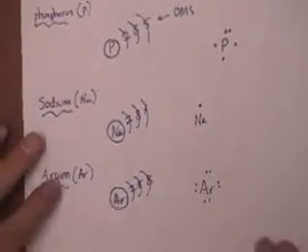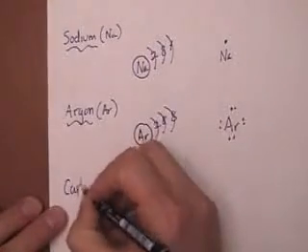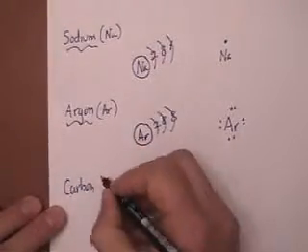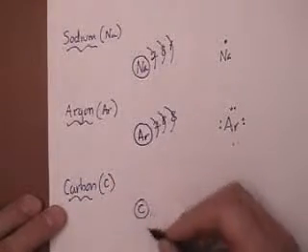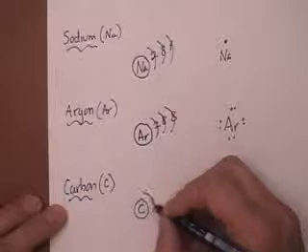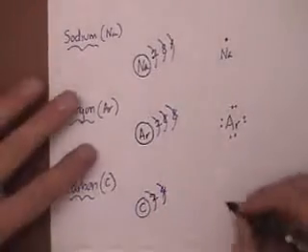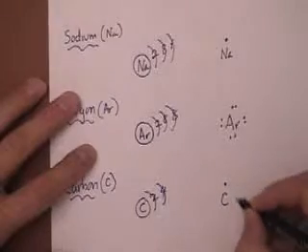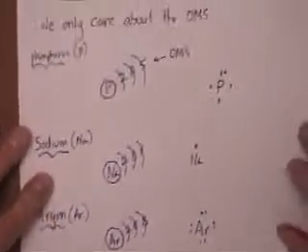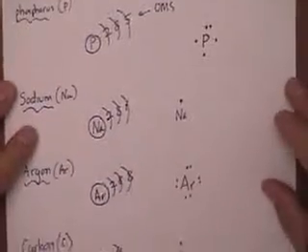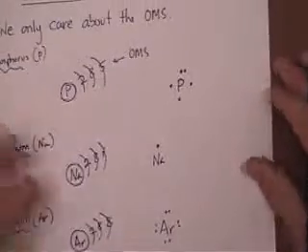You know what? I got the space. I'm going to draw one more. Let's go with carbon. Carbon is C. Carbon has got 6, so 2, 4. And for carbon, 1, 2, 3, 4. There you go. 4 real quick Lewis dot diagrams. Really, really easy to draw and gives us a lot of information.